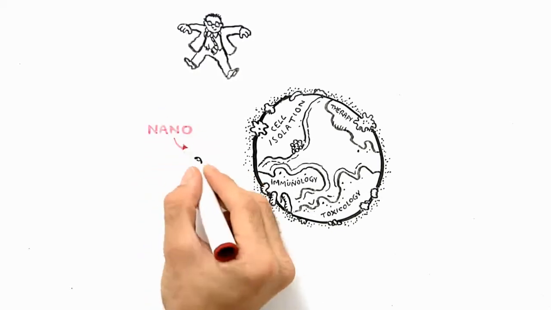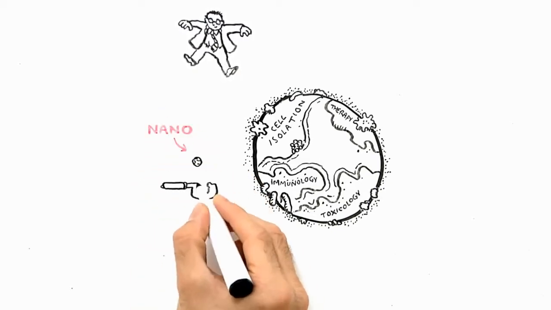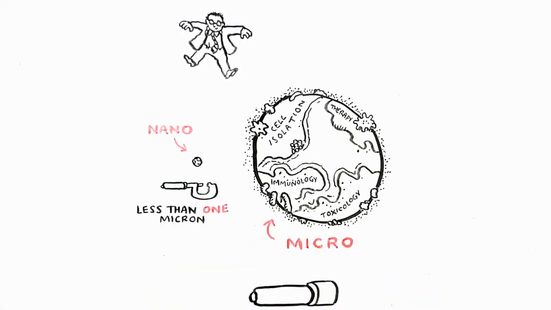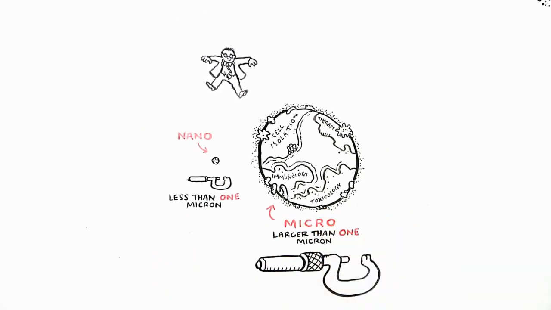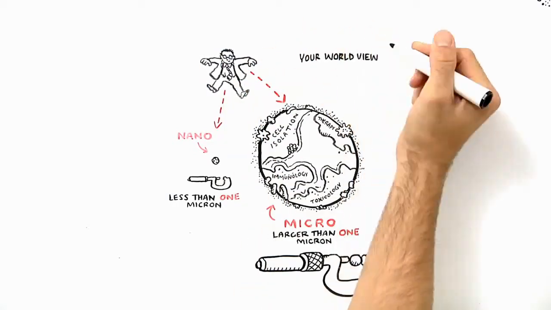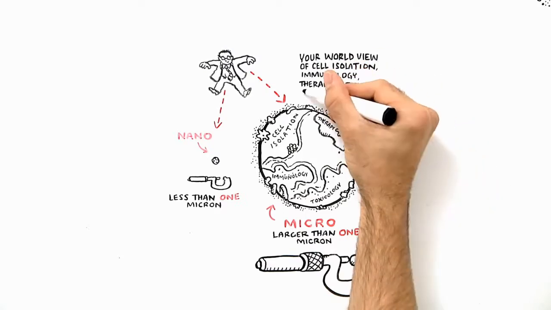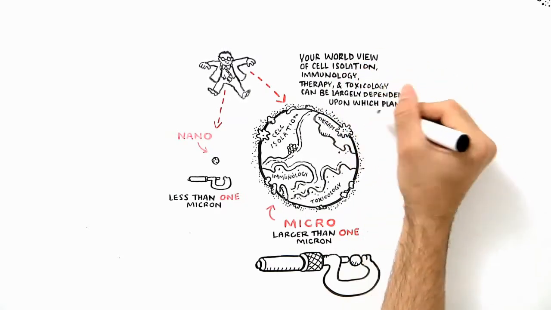There is a nano-sized planet where particles we use are usually less than 1 micron, and there's a micro-sized planet where the particles we use are larger than 1 micron. Your view of cell isolation, immunology, therapy, and toxicology can be largely dependent on which planet you live on.